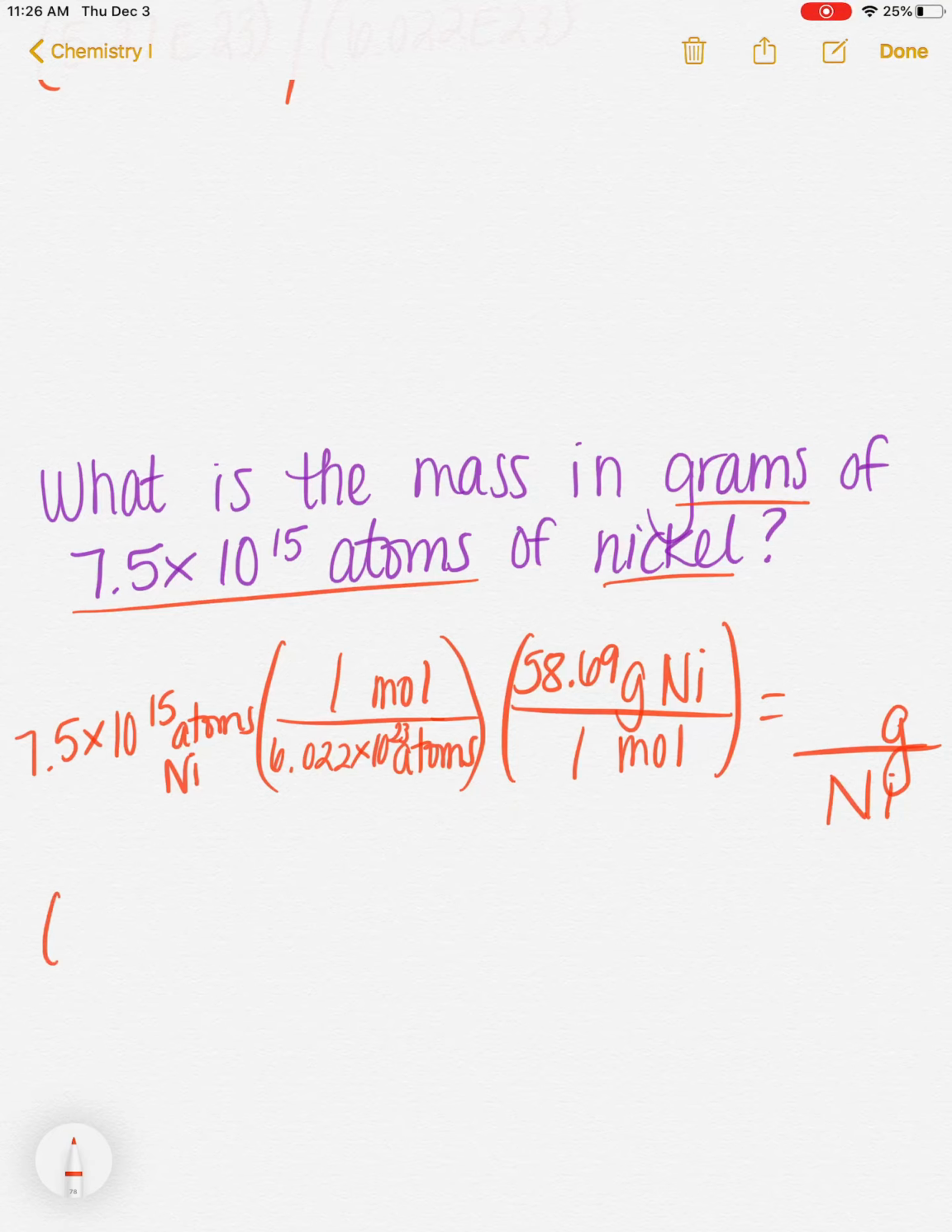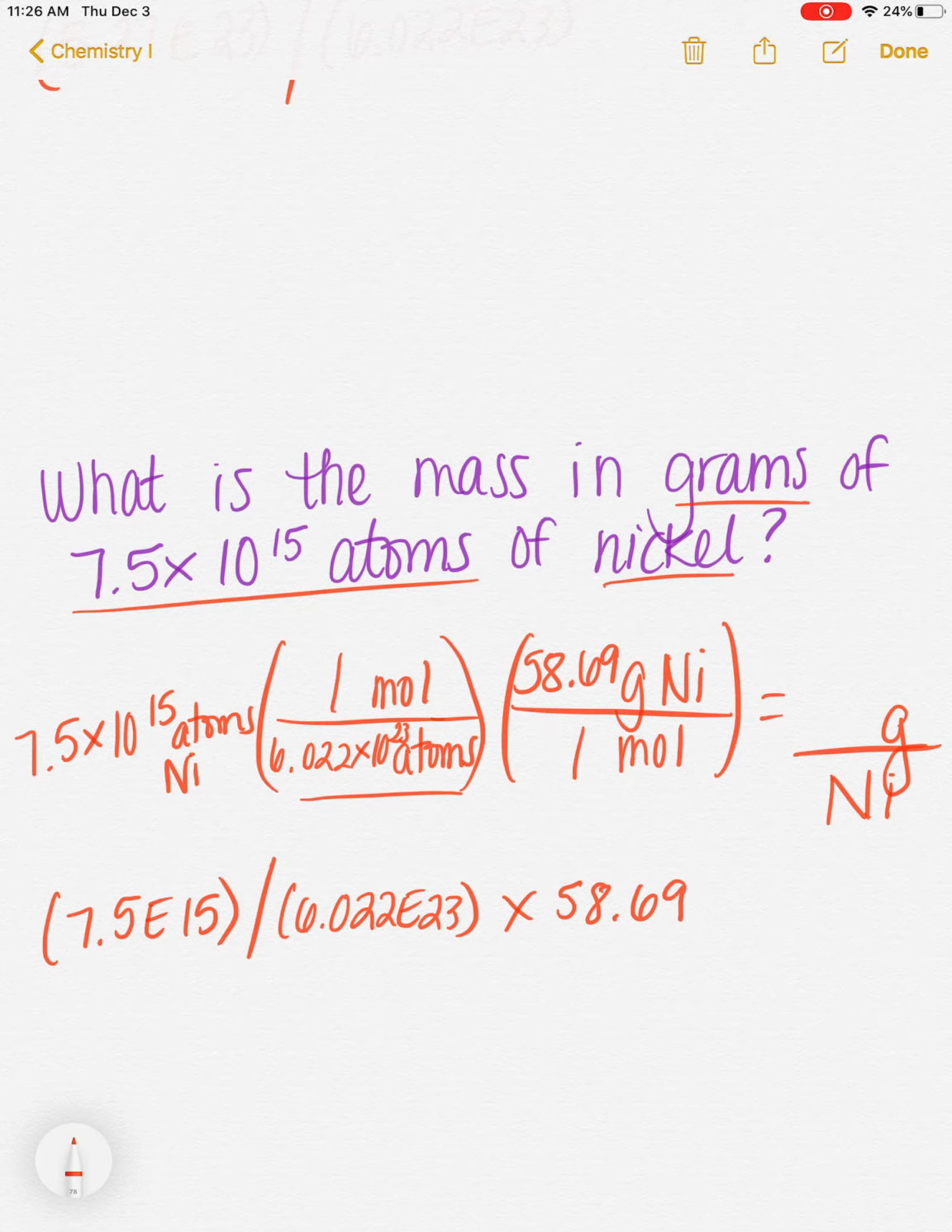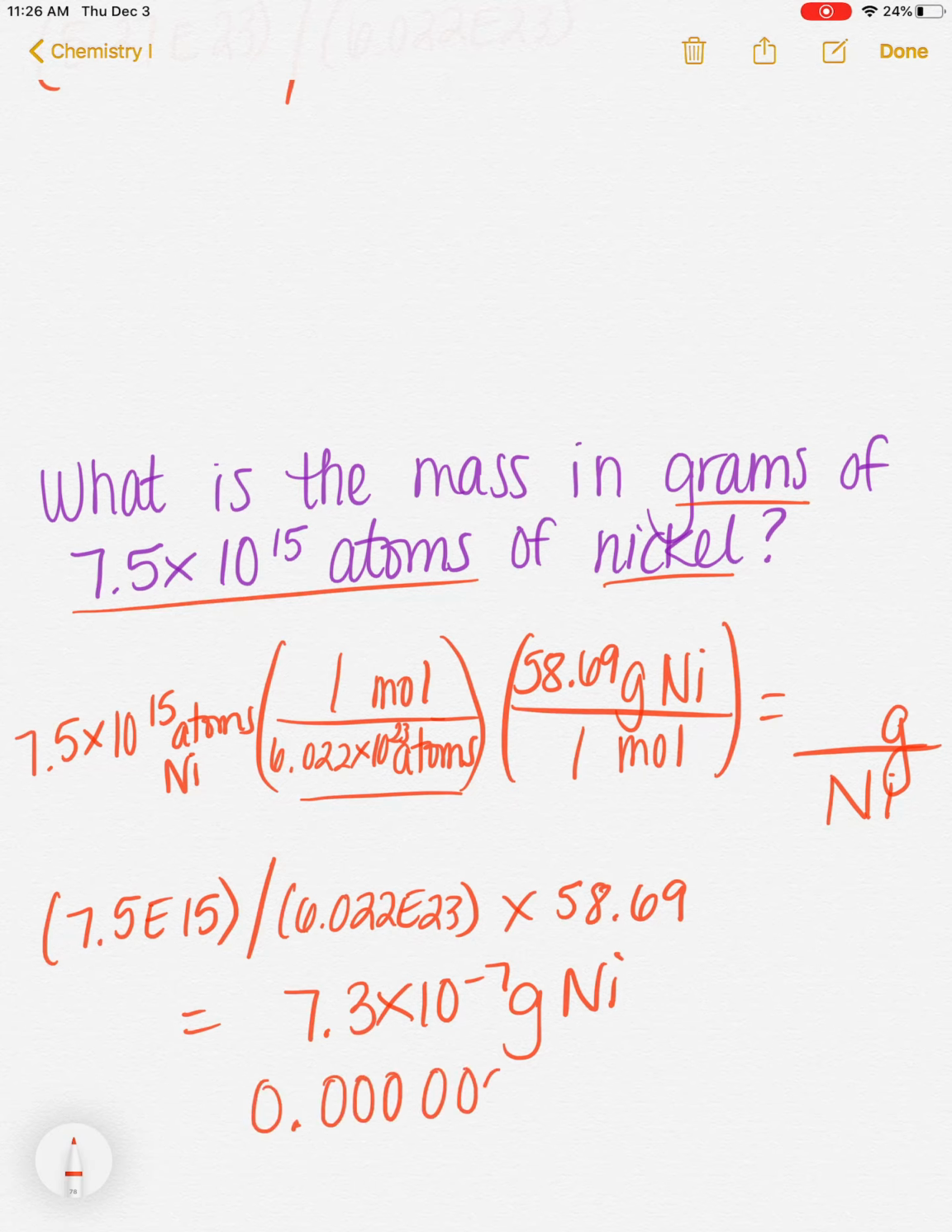So now we need to plug this in. So we start with 7.5 times 10 to the 15th power. We're going to divide by Avogadro's number because it's in the denominator of the first fraction. Make sure you use parentheses. And then we are going to multiply by 58.69. And I get that you should have the answer 7.3 times 10 to the negative 7th grams of nickel. Or if your calculator is not set in scientific, you'll get a decimal place with 6 zeros, 73 grams of nickel.